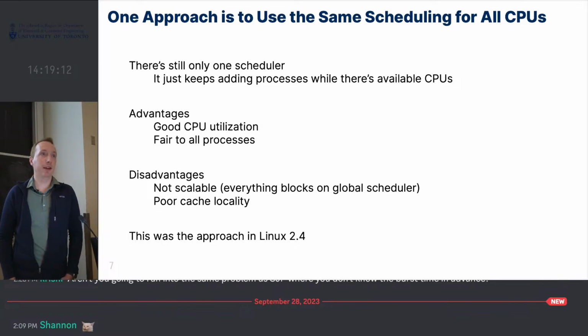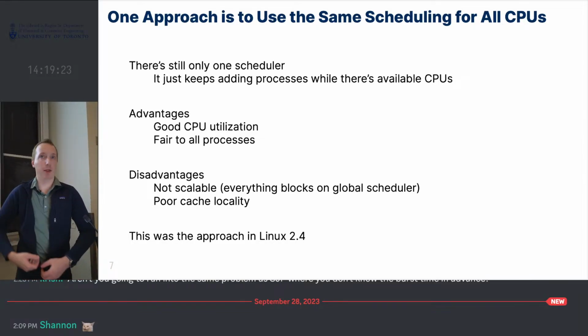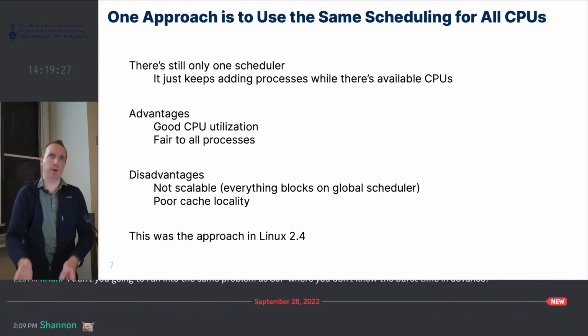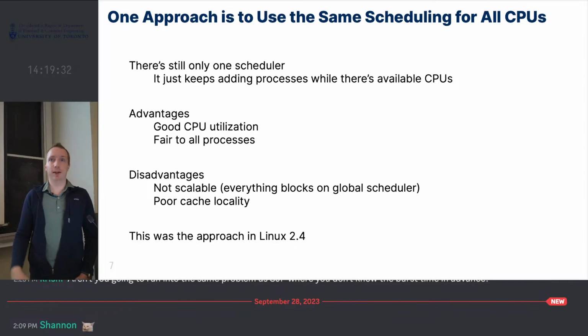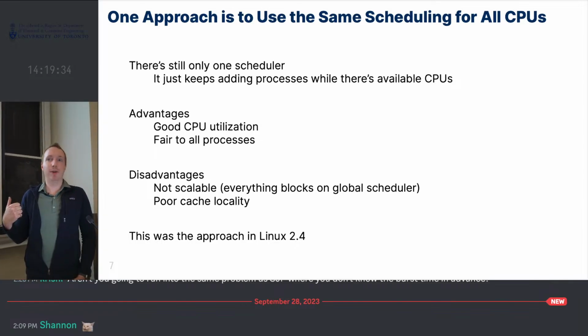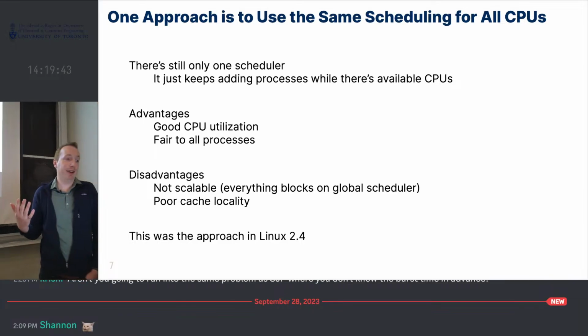So advantages to this is, well, it still has good CPU utilization, even if we have multiple CPUs, because it's a big global schedule. It's just making one decision and throwing, if there's an idle CPU, we'll just throw the process right on it. And it's also fair to all processes because if it's round robin, it's the same algorithm. We don't modify anything about it. It's still fair. Disadvantages is that it is not scalable.